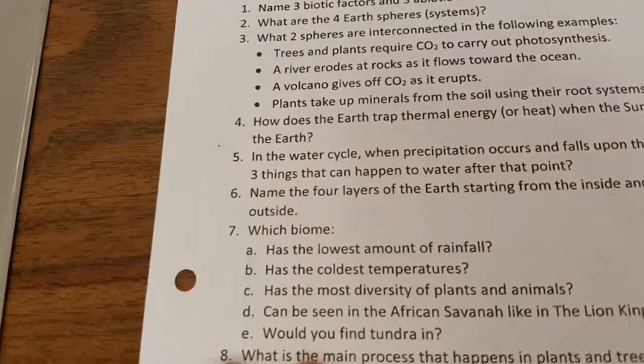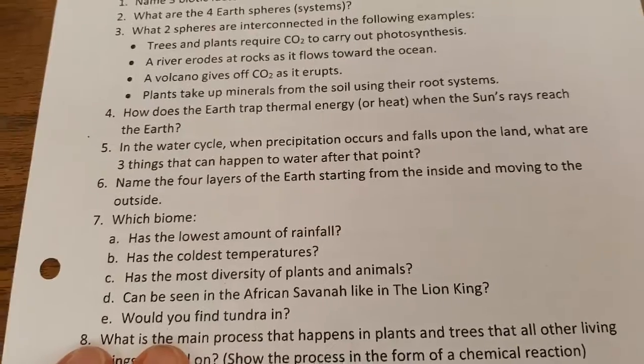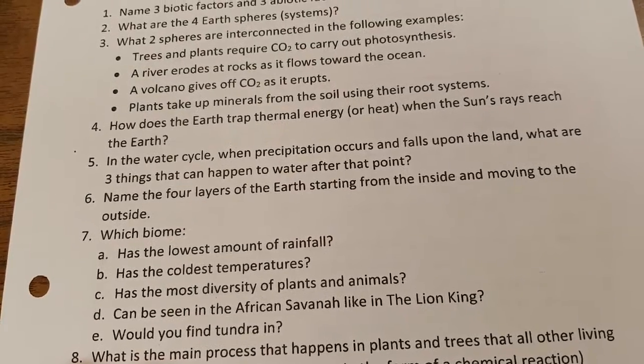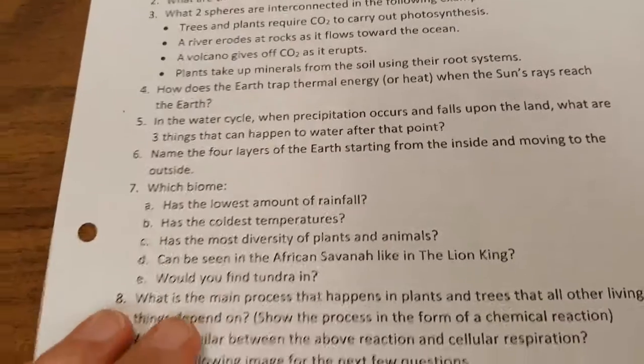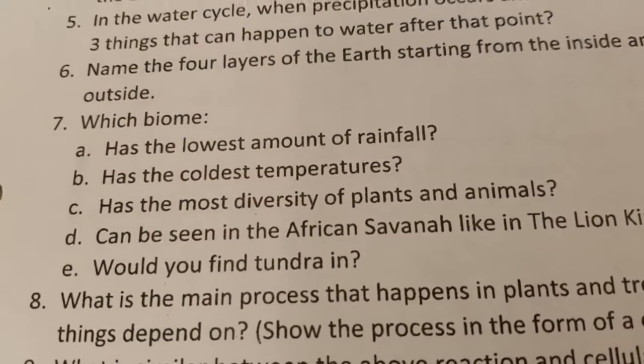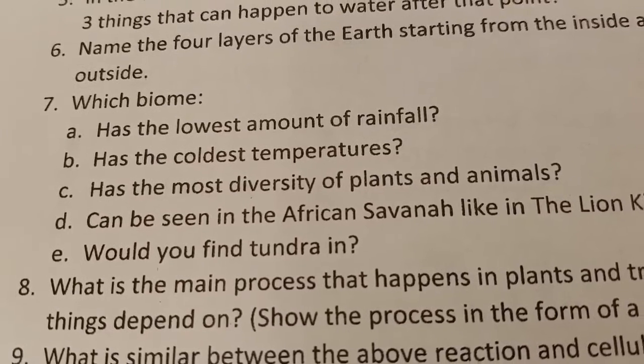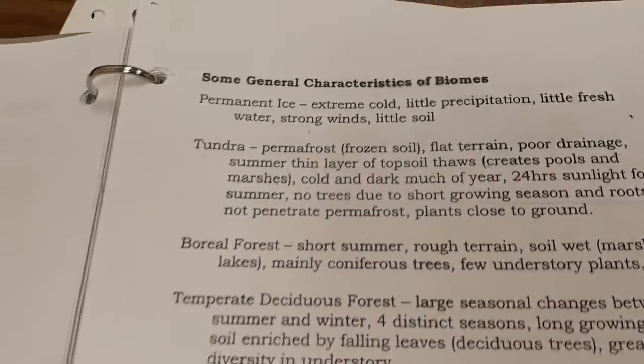So now, getting back over here to number 6, name 4 layers of the Earth, starting from the inside and moving to the outside. That would be the inner core, the outer core, the mantle, and the crust. Which biome has the lowest amount of rainfall? That would be deserts. The coldest temperatures, let's go to our biomes. Here we are. That would be permanent ice.